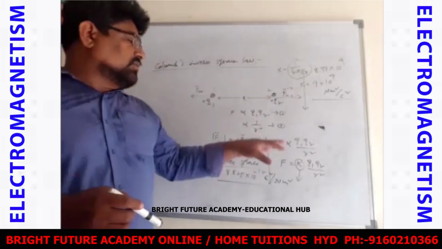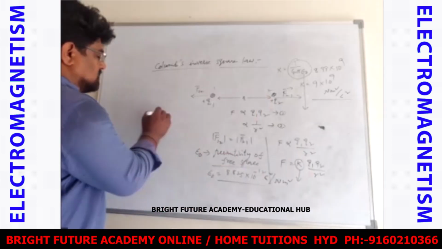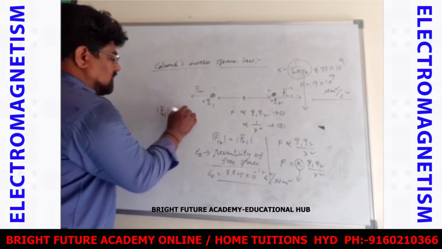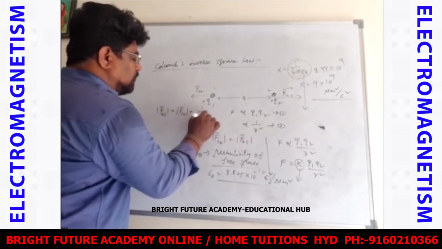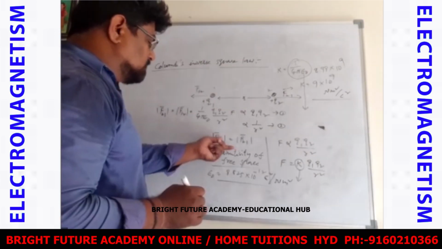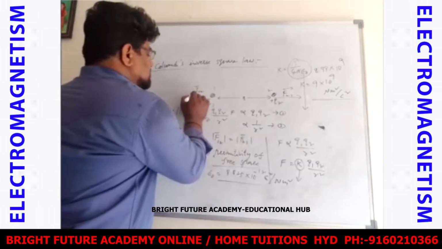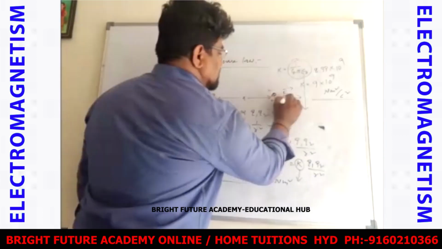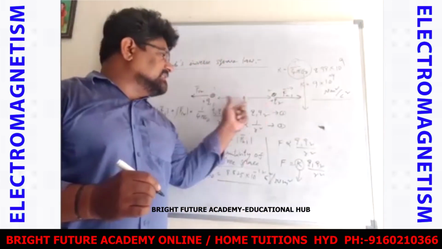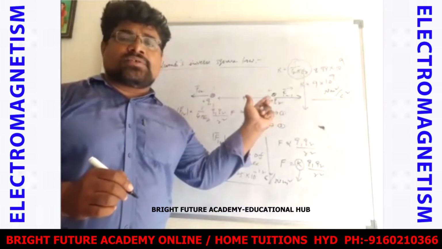So what is the final expression for force of attraction or repulsion between the two bodies? That is F21 equals F12 equals 1 by 4 pi epsilon naught Q1 Q2 by R square. Here the magnitudes of the two forces are equal and the directions are opposite, and the force is acting along the line joining the two charges.